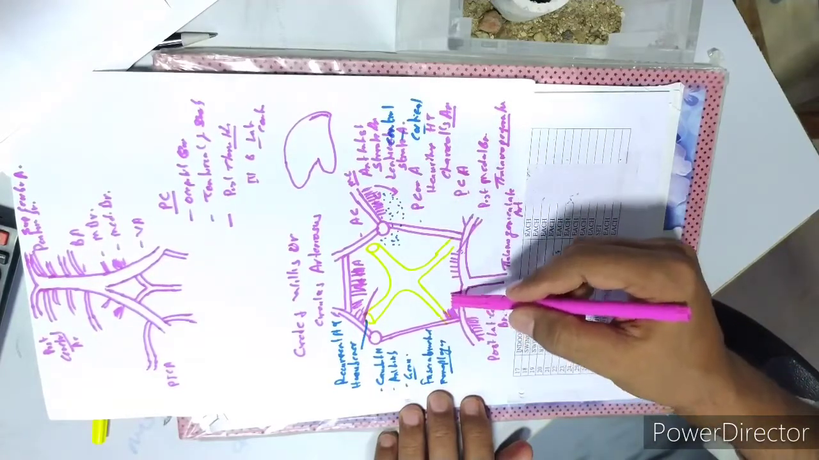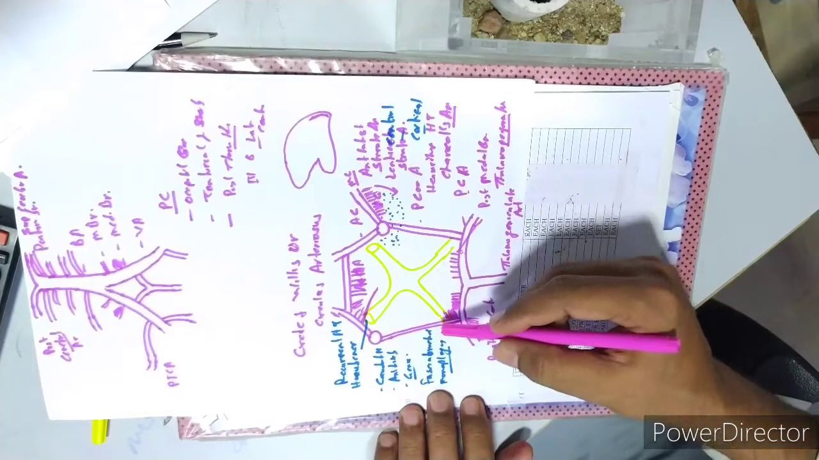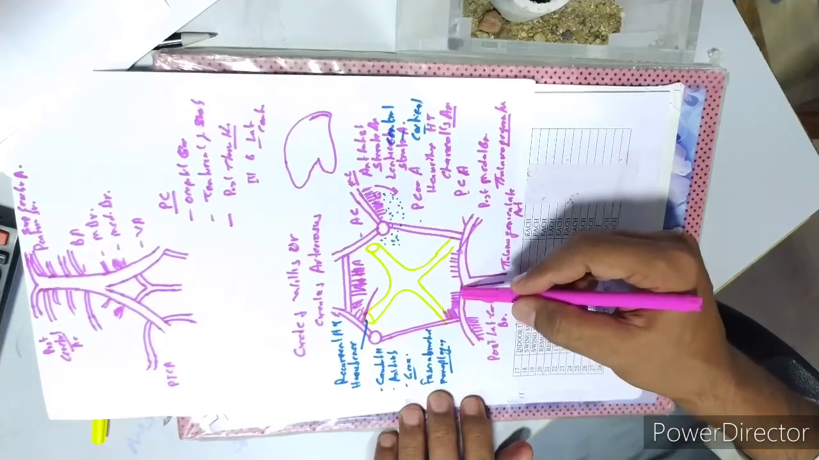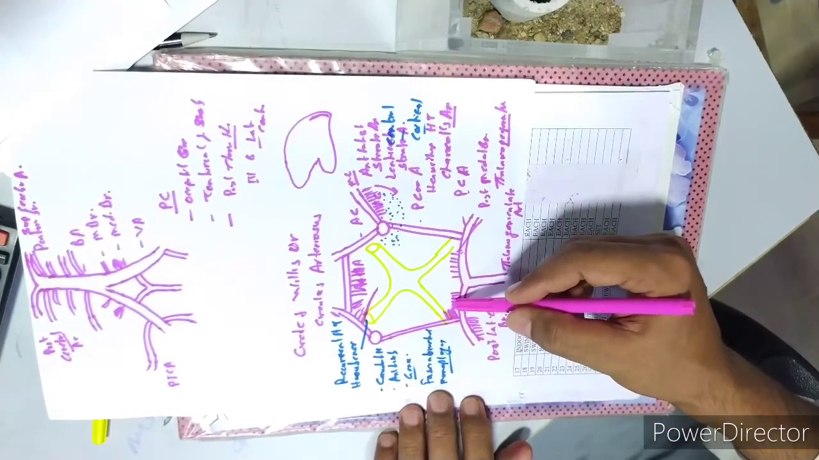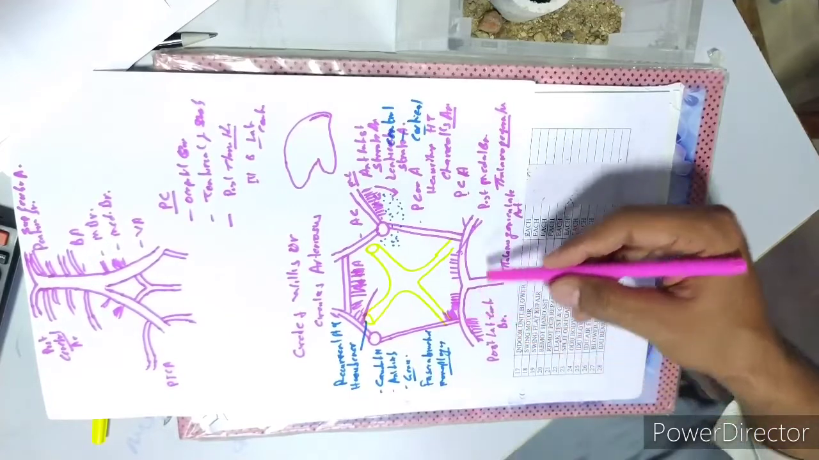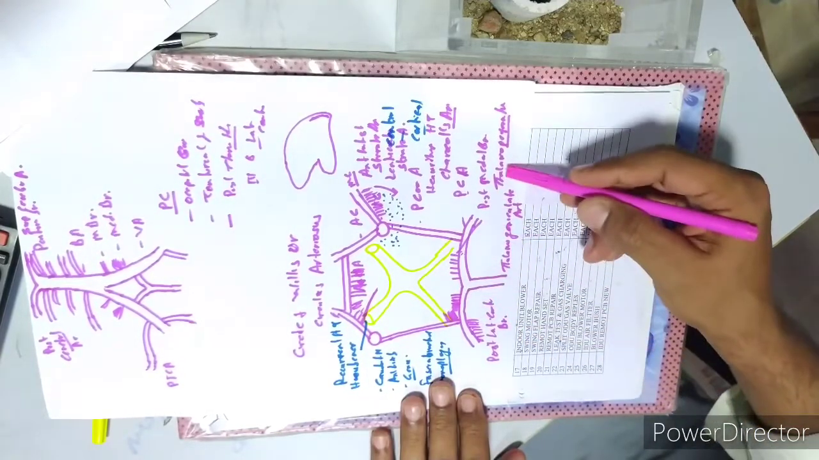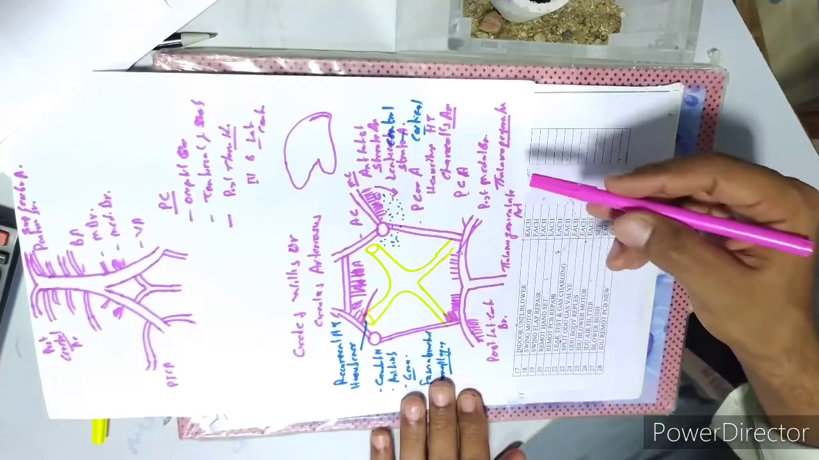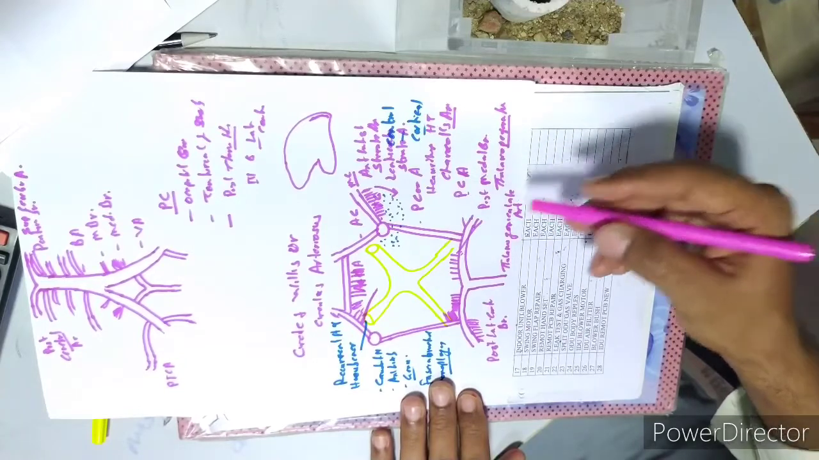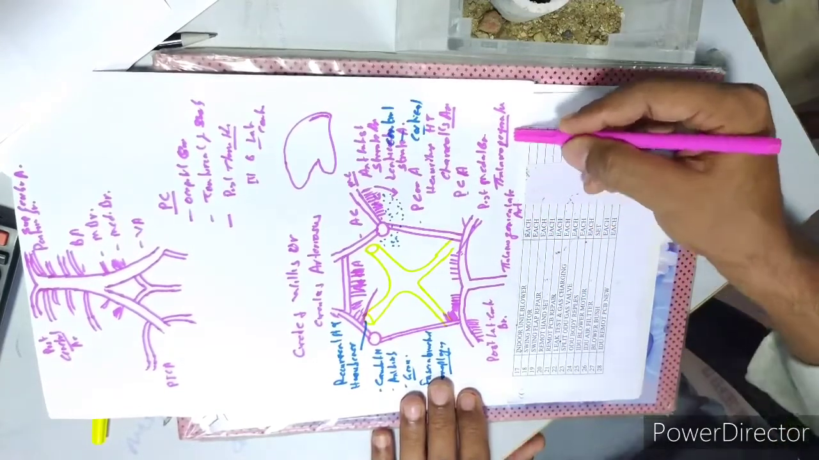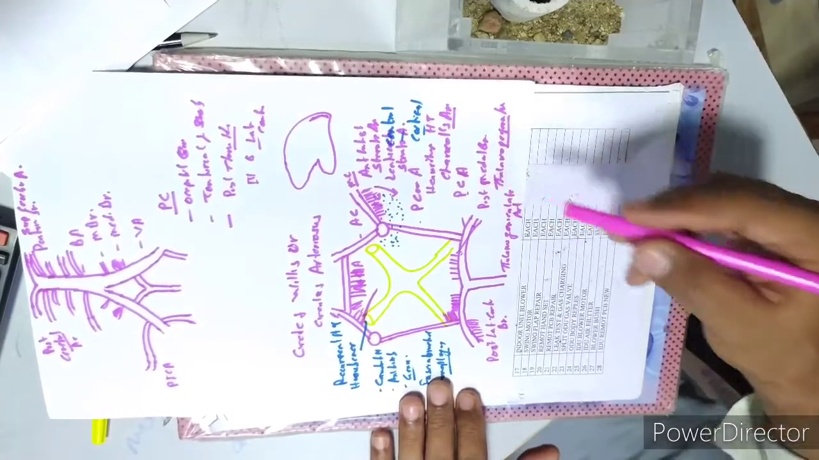Then the posteromedial branches. Posteromedial branches come from the posterior communicating artery and the posterior cerebral artery, and they are also known as the thalamoperforator arteries because they supply the anterior part of the thalamus, especially the anterior and medial group of nuclei, and the hypophysis and the hypothalamus.